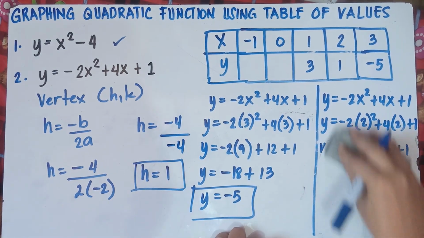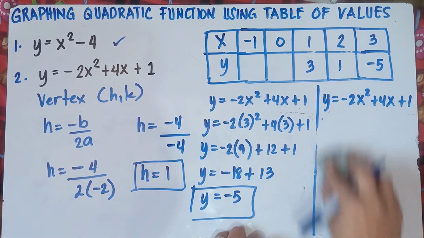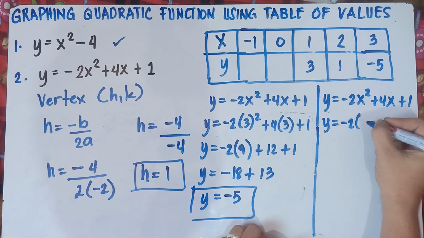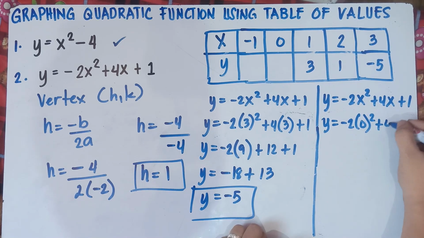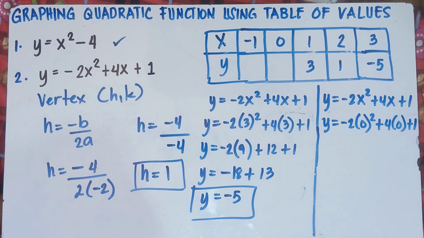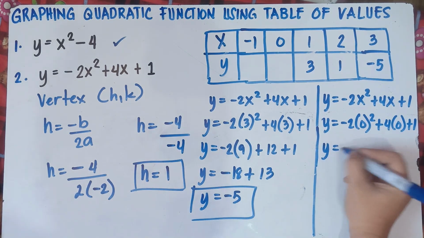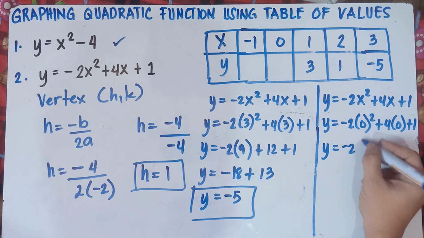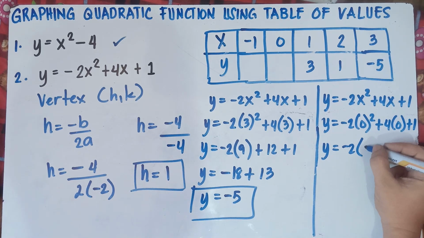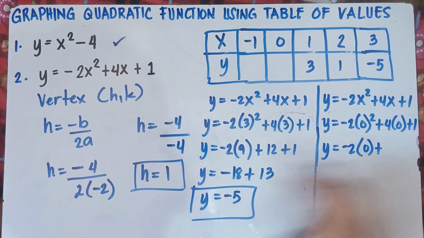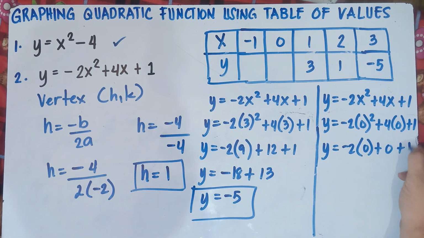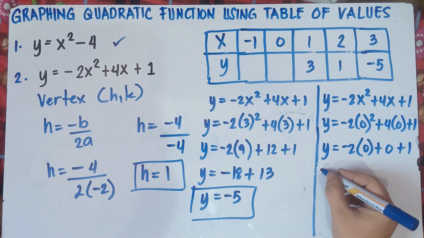So next, what if your x is 0? So if your x is 0, this will be y equals negative 2 times 0 squared plus 4 times 0 plus 1. So once again, simplify this one first. Parentheses, exponent. So this will be negative 2, then 0 times 0, that is 0. Plus 4 times 0. So you can actually cancel this out, because 4 times 0 is 0. Then plus 1.